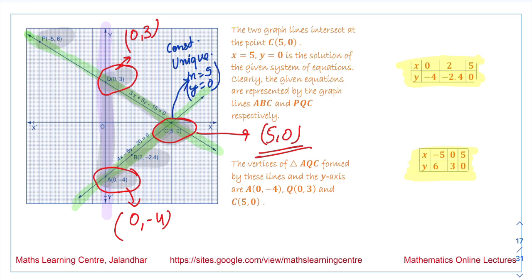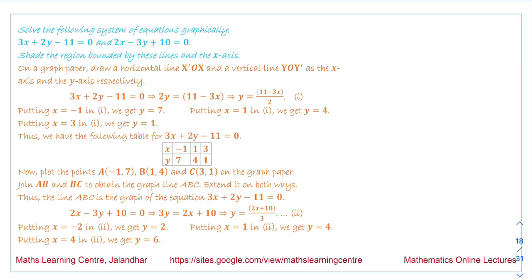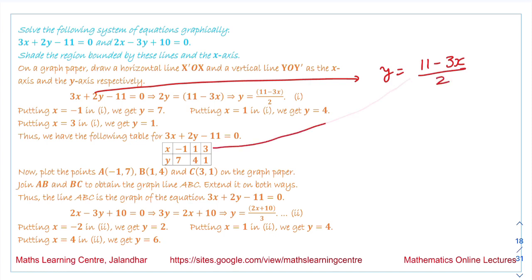Now the next question is: solve the following system of equations graphically. It is 3x plus 2y minus 11 is equal to 0 and 2x minus 3y plus 10 is equal to 0. So again for the first equation we have y is equal to 11 minus 3x by 2. We substitute different values of x in this equation to obtain different values of y.